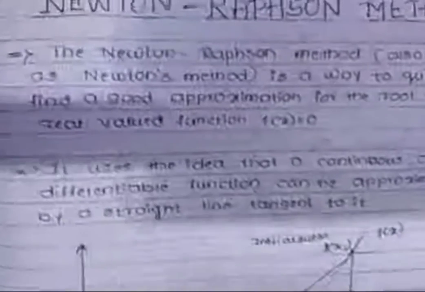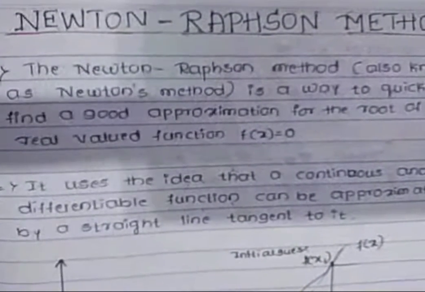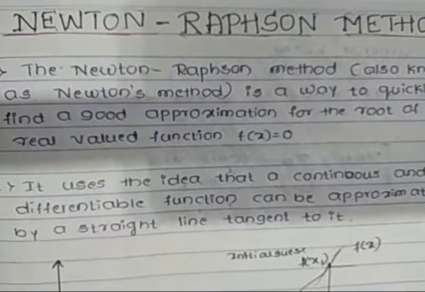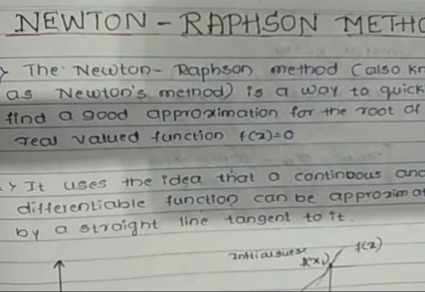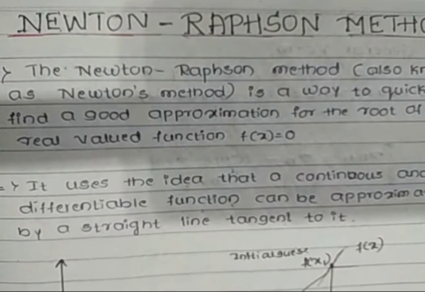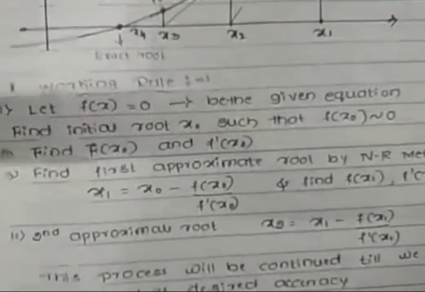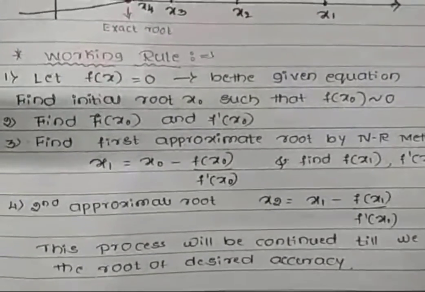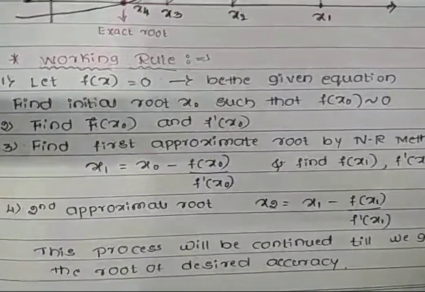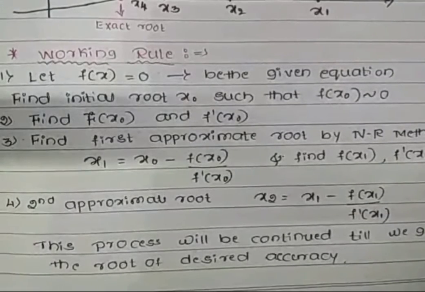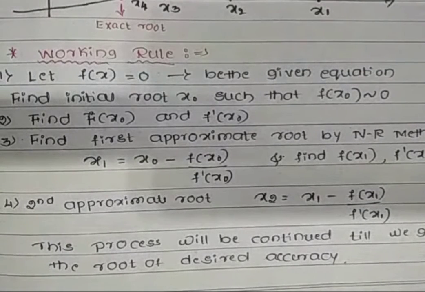See, as we know, this Newton-Raphson method is very quick. Means within a few iterations, we reach the exact root. Hardly one or two, within one or two approximate values, we can reach the root. Then what about its working rule? Now just observe the last part, that is the working rule, means how we need to solve an example using the Newton-Raphson method.